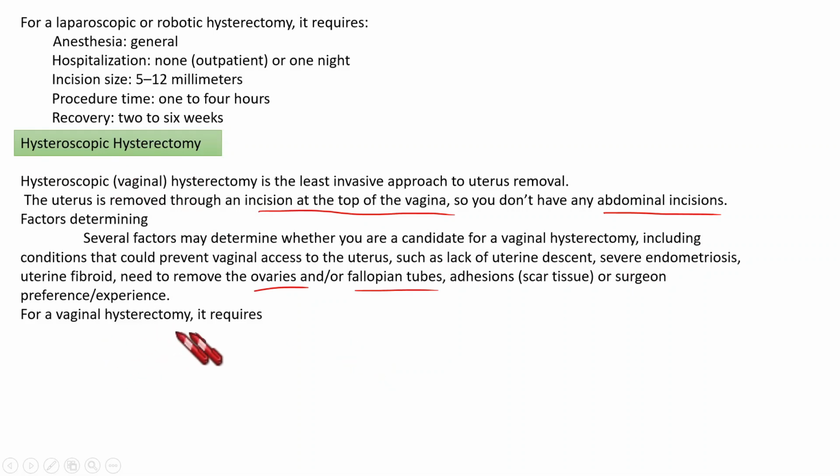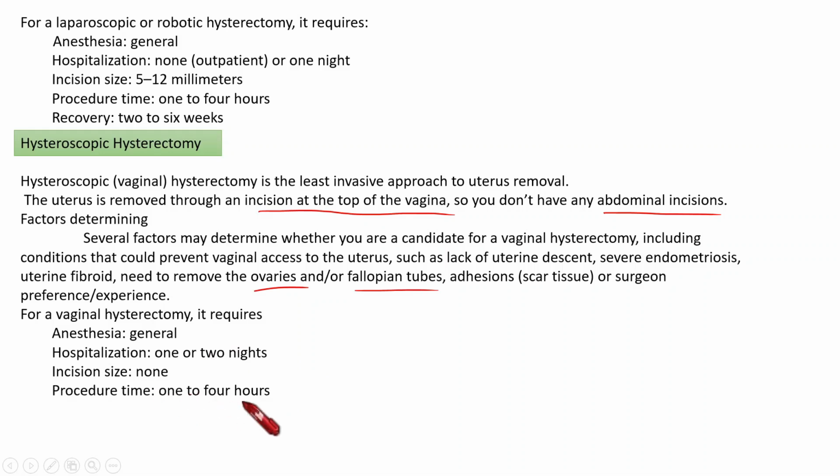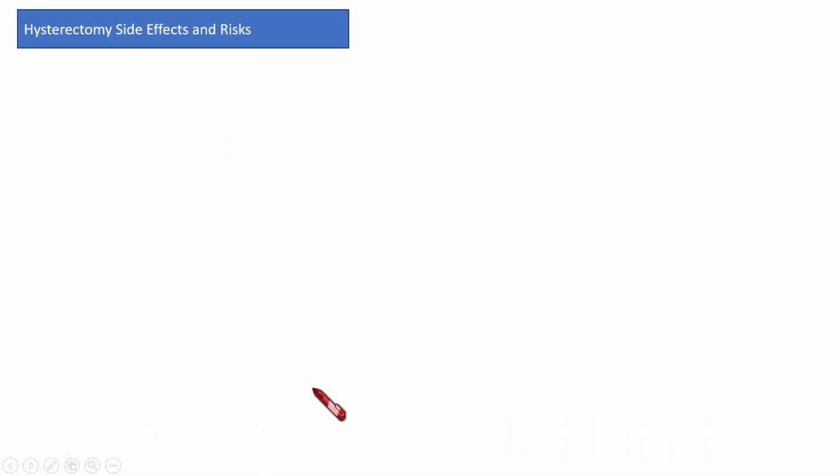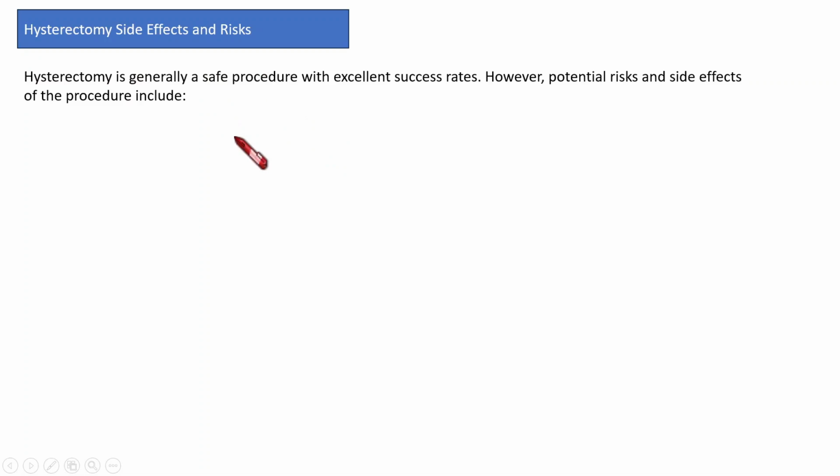And for this vaginal hysterectomy, it also requires general anesthesia and hospitalization for 2 nights, and there is no incision in the abdomen. A small incision only there at the top of the vagina. Procedure requires here also 1 to 4 hours. That 1 to 4 hours is the general duration, I think, for all types of hysterectomy procedure. Recovery requires 3 to 4 weeks. That also is common, I think. Then let's see what are the side effects and risks.